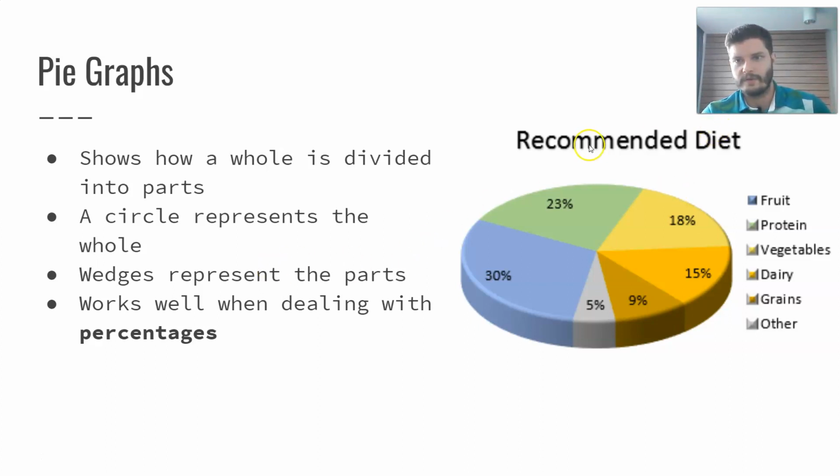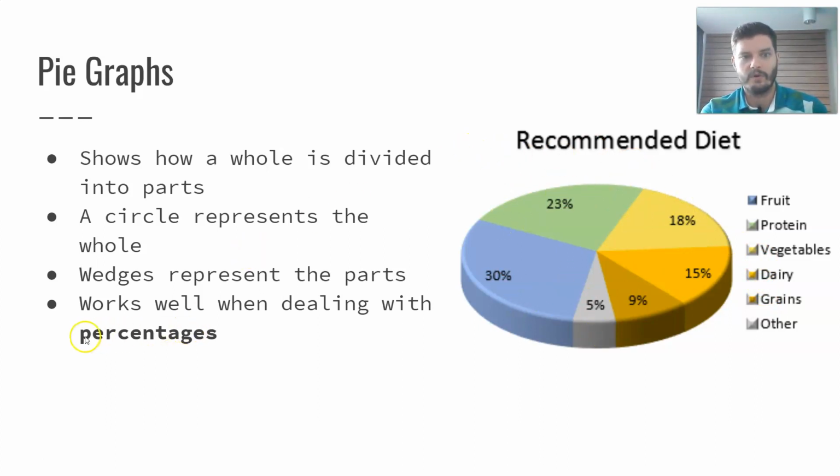So here's our example: recommended diet. Somebody has made a pie graph about what you should eat to be healthy. They say your diet should consist of 30% fruit, 23% protein, 18% vegetables, out of a whole of 100%.